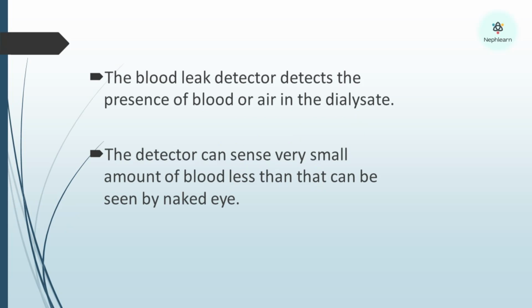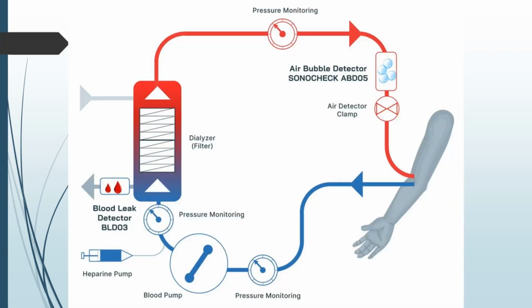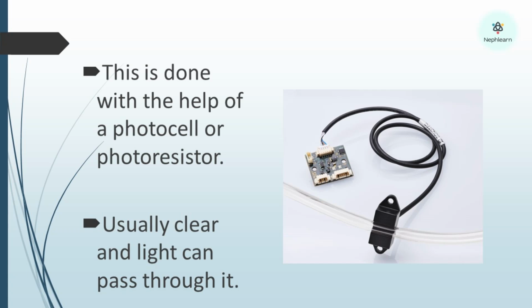The blood leak detector sounds when there is presence of blood or air in the dialysate. The detector can sense very small amounts of blood which cannot be seen by the naked eye. This diagram shows the blood leak sensor is linked to the dialysate compartment. The blood is detected with the help of a photocell or photoresistor.